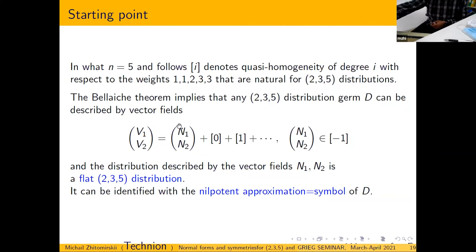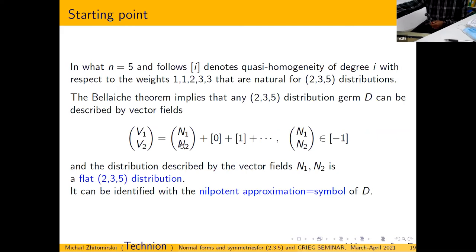And then what can we say? From here it follows that this N1 and N2, quasi-homogeneous of degree minus one, is a 2-3-5 distribution, and it is flat. And it is the coordinate realization of what is called the Nilpotent approximation of our 2-3-5 distribution, here another name, symbol. So this is the symbol in local coordinates, and it is unique.